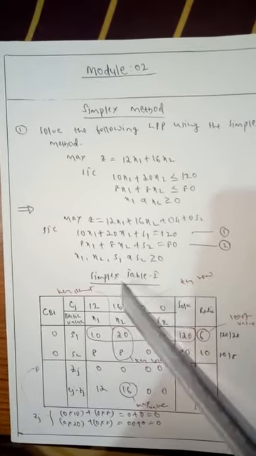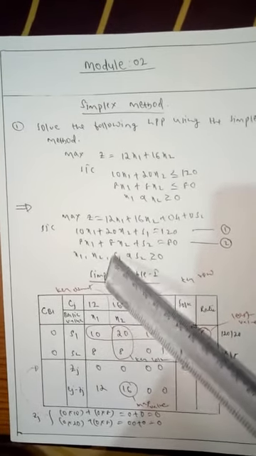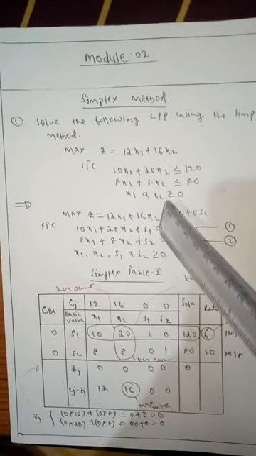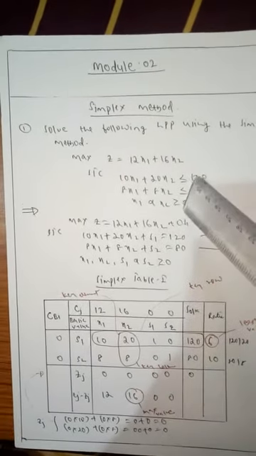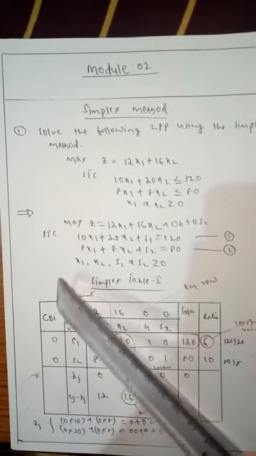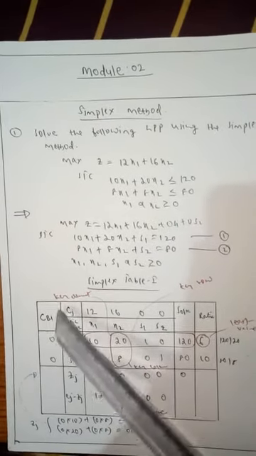Any doubt about this? You write whatever they have given, and write the coefficients of that. For the basic variables, the slack variables you added, how many are there? Only two, that is s1 and s2. Write s1 and s2, and their objective coefficients for the basic variables are 0, 0.